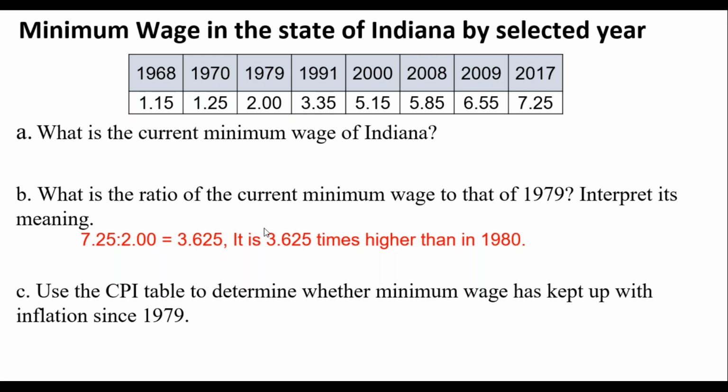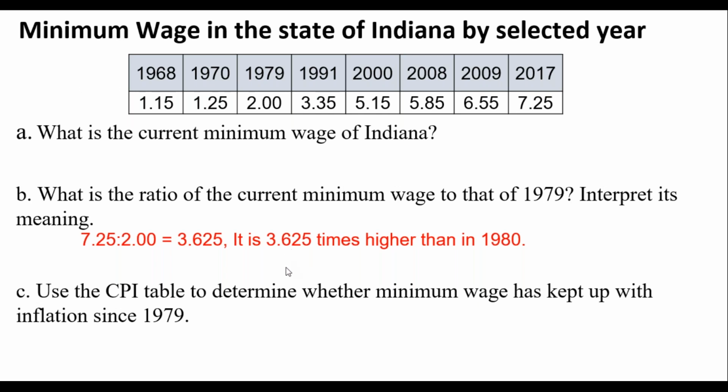So in other words, it's 3.625 times greater than in 1980. Okay, because it's this many per one of the denominator. So for every dollar in 2017, it's $3 and it's about 63 cents more compared to what was in 1970.